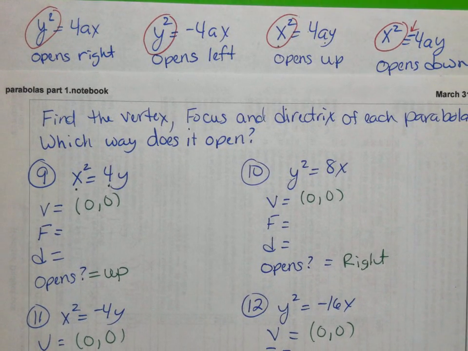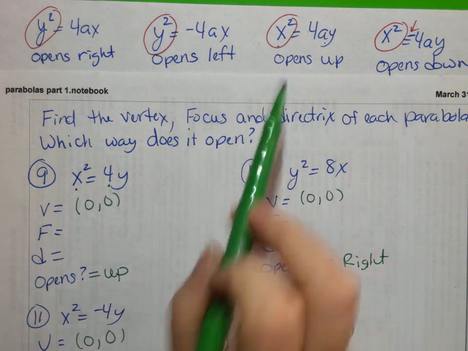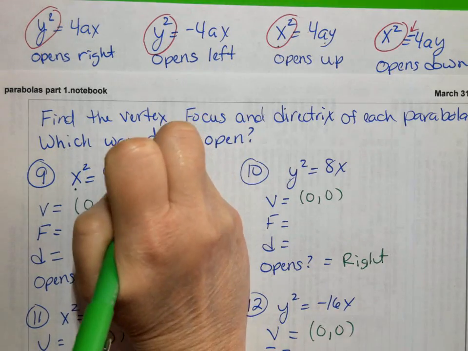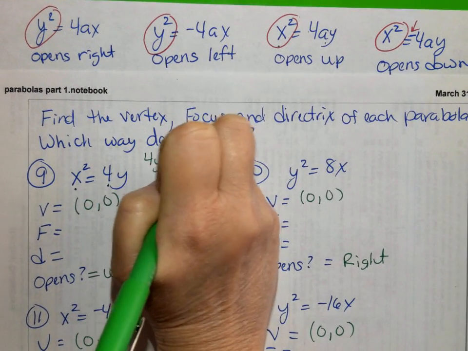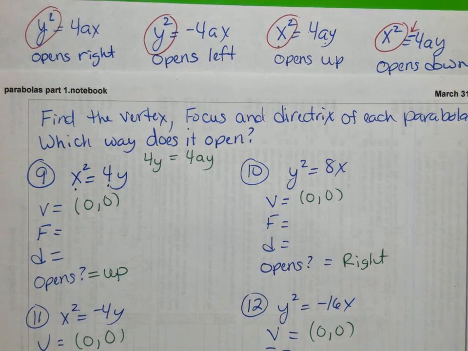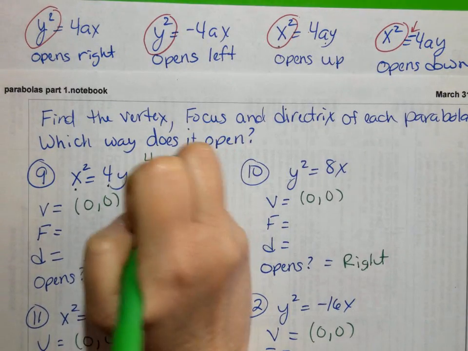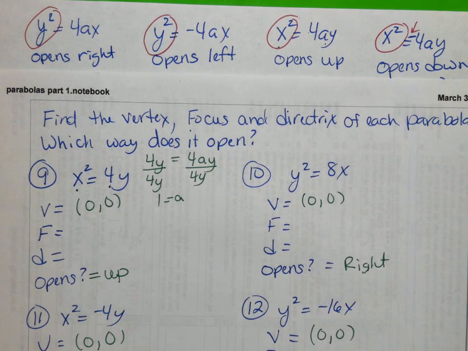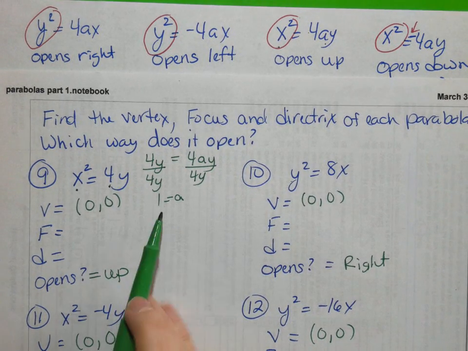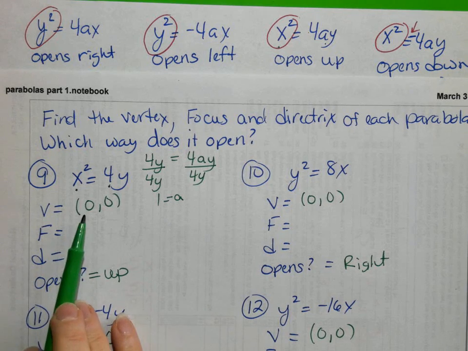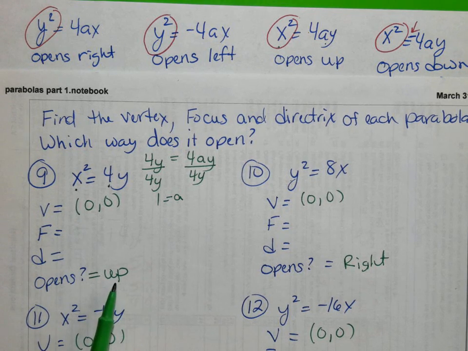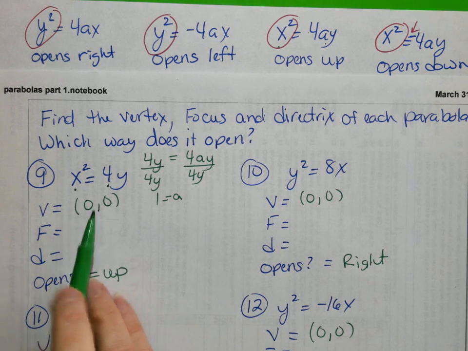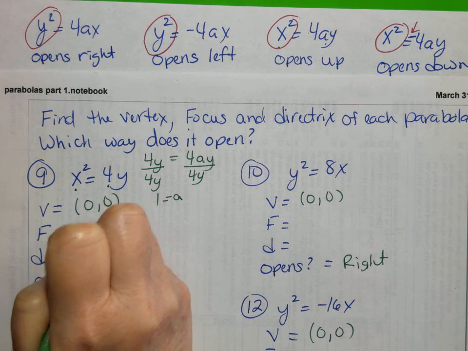Okay, I need to know what A is. Well, let's take a look. It says x squared is 4y and x squared is 4ay. So doesn't 4y equal 4ay? Can I divide both sides by 4y? I get A equals 1. Okay, we know A is 1, and we know our vertex is at 0, 0, and we know it opens up. So 1 unit above 0, 0 is 0, 1.